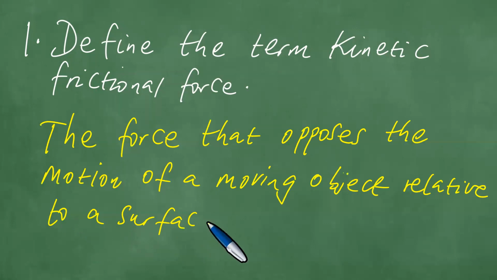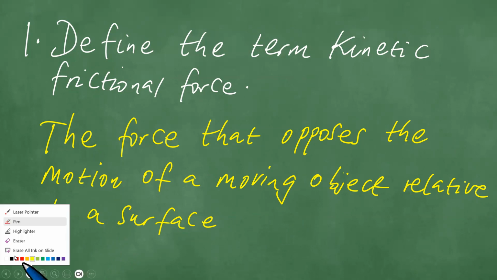You are half right because you said it is the force that opposes the motion of an object. It is the force that opposes the motion of a moving object, because we have kinetic frictional force, but we also have the static frictional force. So it's very important that you have the keywords: the force that opposes the motion of a moving object relative to a surface. That is called the kinetic friction force. Next question.